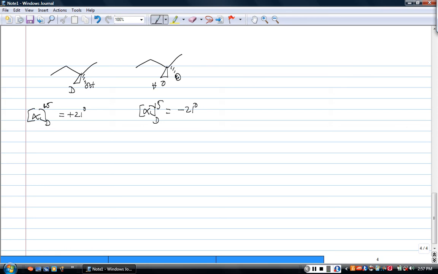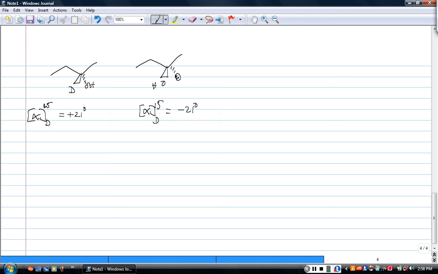Now understand, I could run the experiment on the plus and minus compounds, or in this case, the R and S compounds. And I can find that the alpha of the plus compound might be, say, plus 21. But the alpha of the minus compound might be minus 10 and a half. That's perfectly legal. All it means is one compound was at unit concentration, whereas the other one was half that concentration. So the specific rotations of the enantiomers have opposite signs but the same value.